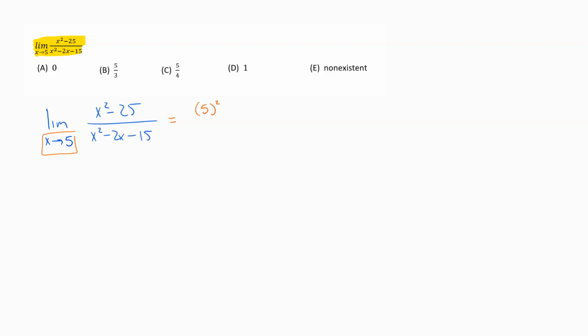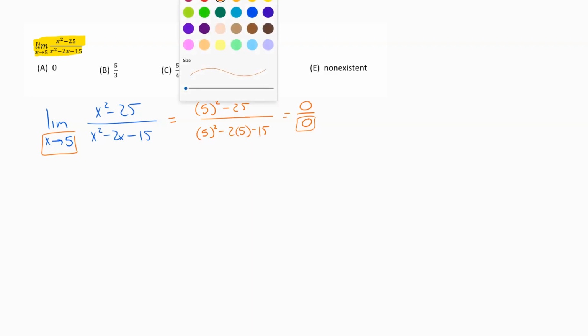When I plug in 5 for x everywhere, I'm going to get 0 on top, which is not a big deal. You can have 0 on the top of a fraction, but the real trouble comes on the bottom when I plug in 5. So I end up with 0 over 0 in this situation. So that means option 1 failed, and it failed because of the division by 0 on the bottom.